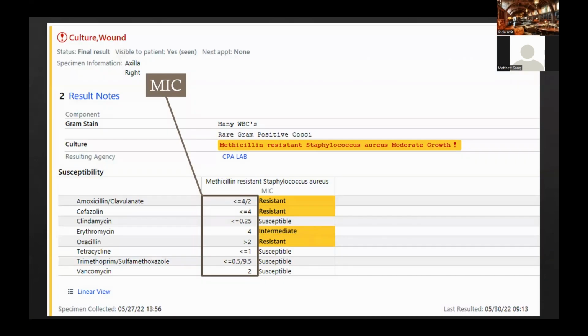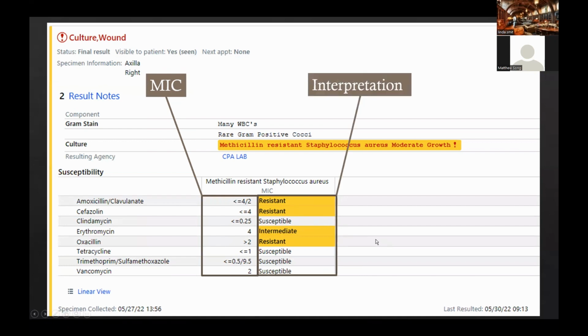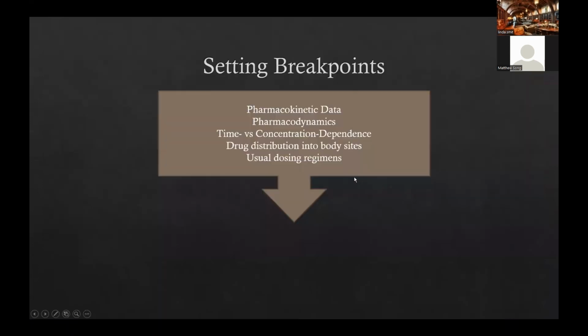So back to the report. There's the MIC. The next issue is going to be the interpretation. How do we go from MIC to giving you an interpretation? That is based on breakpoints. The breakpoints are going to be those MIC concentrations where the interpretation changes. I told you determining the MIC was very simple. Determining the breakpoints is very complicated.